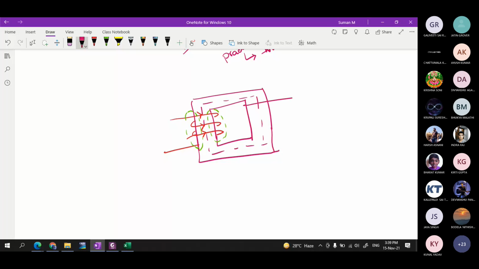Let us consider another winding here. That winding is going to carry a current like this, because the load is connected like this. You are going to have a current like this.